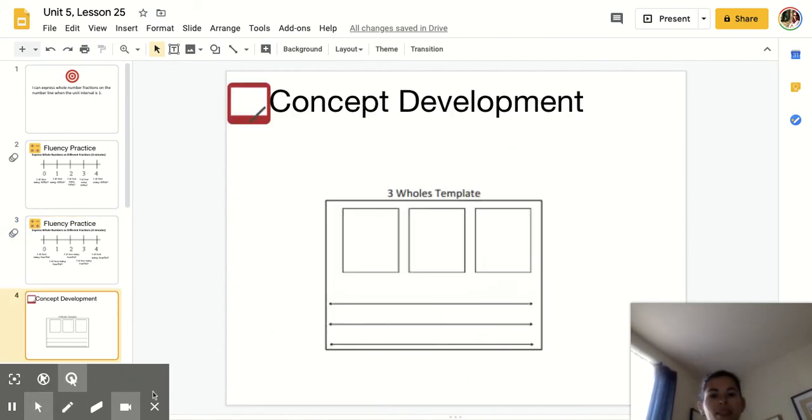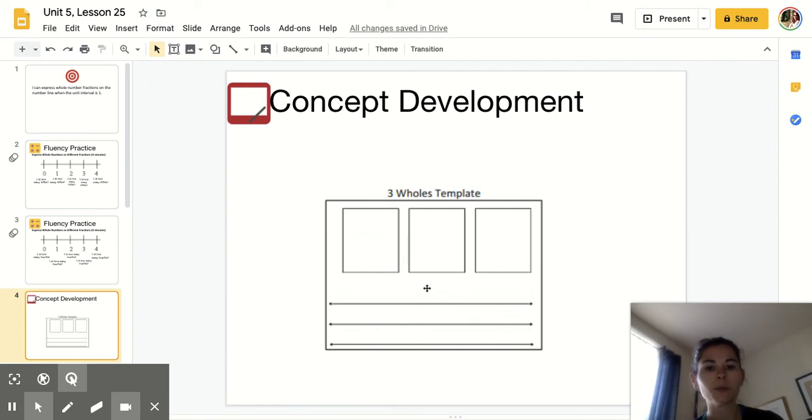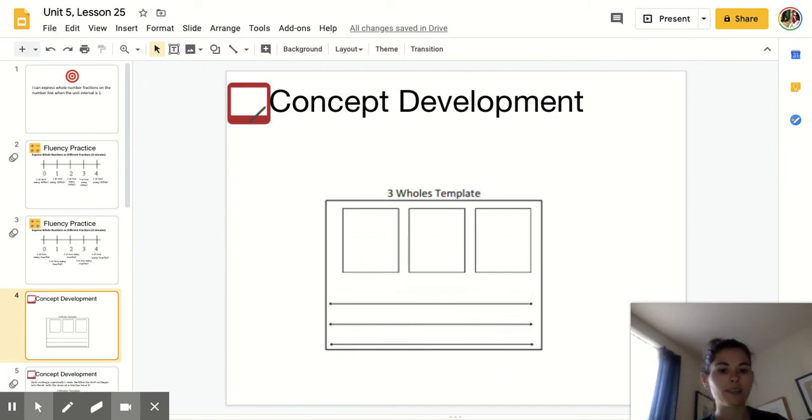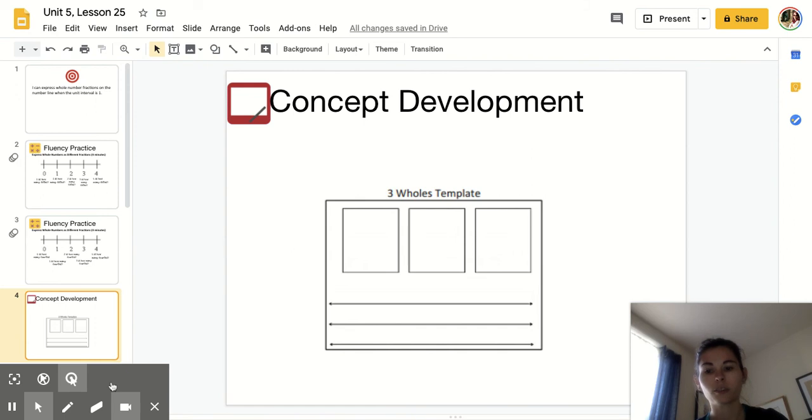Today, we're going to build on that knowledge and start with 3 wholes. Each one of these boxes is equal to 1 whole. Can you point to each of the boxes that equals 1 whole? Good.